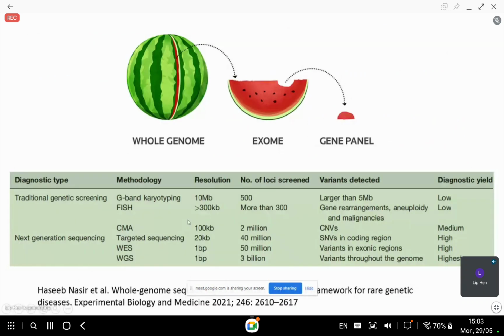So this table actually summarizes well the differences between all the different tests. When we have a gene panel, basically it tests for a few number of genes, can be 1 or 2 genes, or a few hundreds of genes. Whole exome looks for variants in the exonic regions, and whole genome is used to detect variants throughout the genome. So gene panel is actually part of exome, whereas exome is only 2% of whole genome.